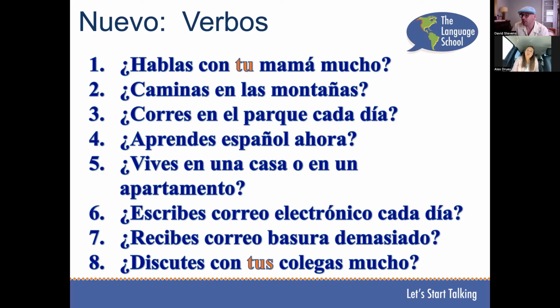¿Recibes correo basura demasiado? ¿Qué significa demasiado? Demasiado means too much. Sí, recibo correo basura demasiado. Okay, muy bien.